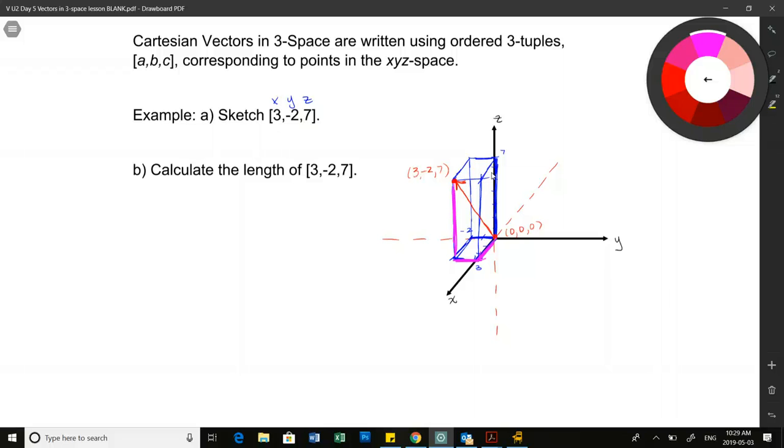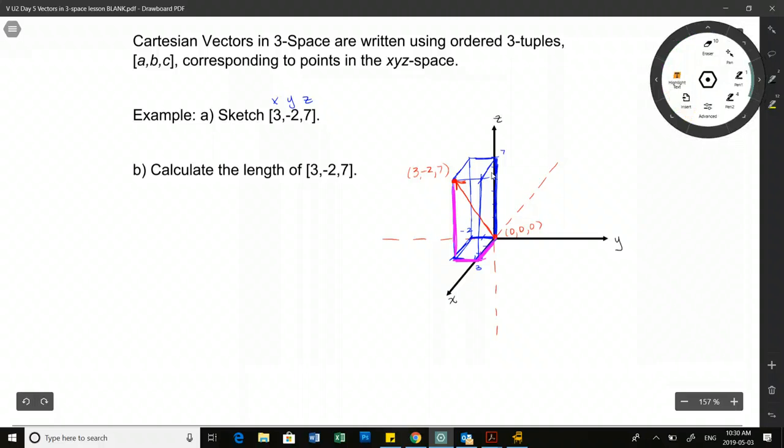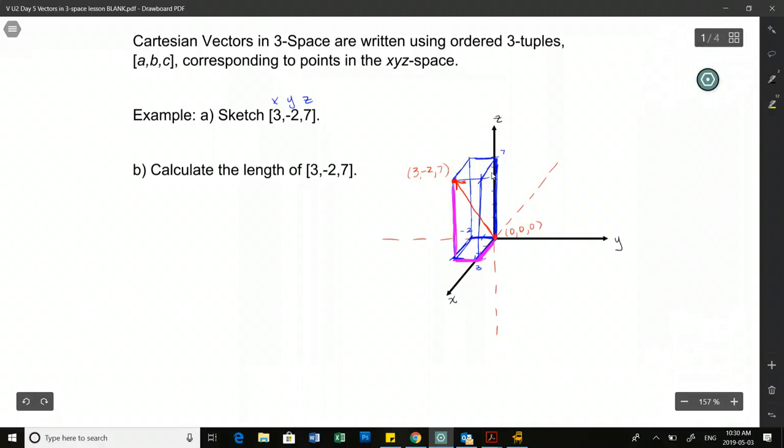All right, calculate the length or magnitude of our vector. The length or magnitude of our vector, we'll just call it length for now because the vector doesn't have an actual name, is calculated very similarly.